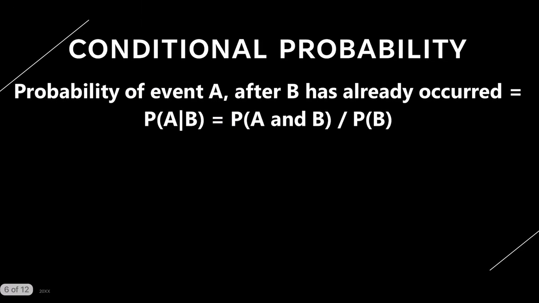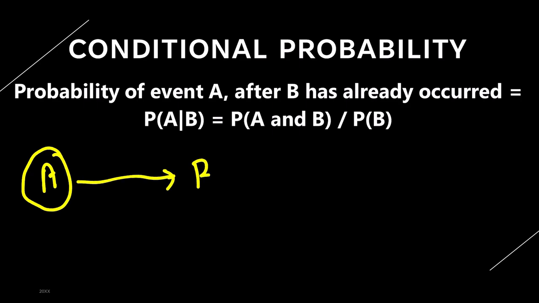Now let's see what conditional probability is. Conditional probability is in the case of dependent events. What are dependent events? Where the second is affected by the first. So suppose event A has happened and after that B has happened. Event A has already happened.